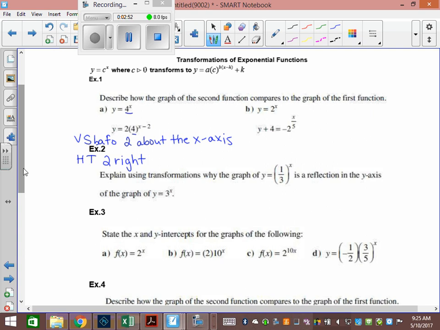So we're going to move the 4 over, and we're going to get y equals negative 2 once my computer catches up. Or not. I love technology. Try again.